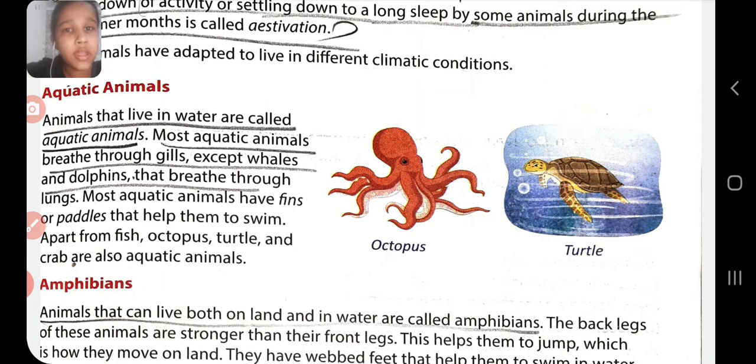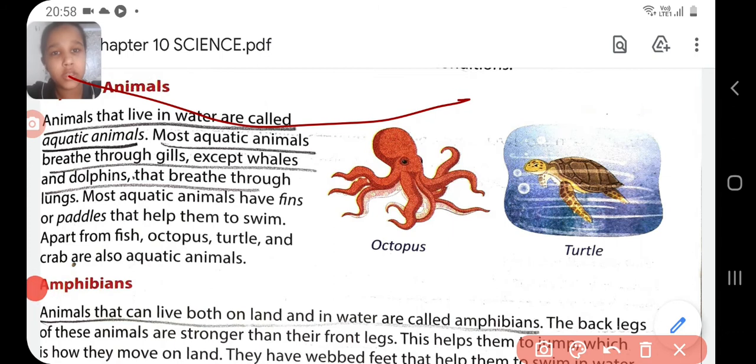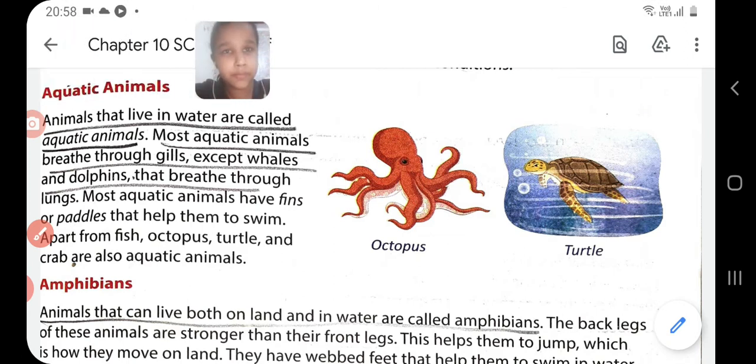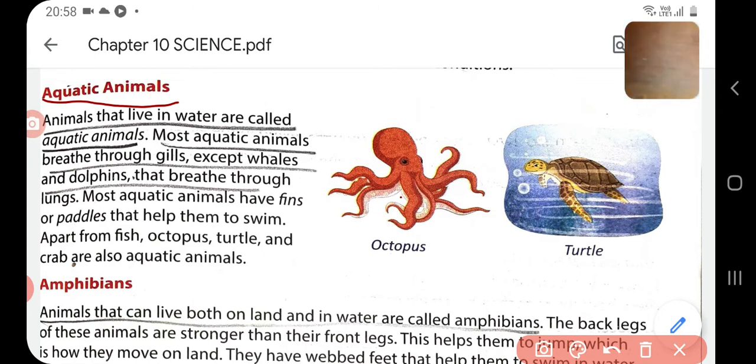Now we will start aquatic animals. Okay, what is aquatic? These animals live in water, okay? They live in water, so these are called aquatic.